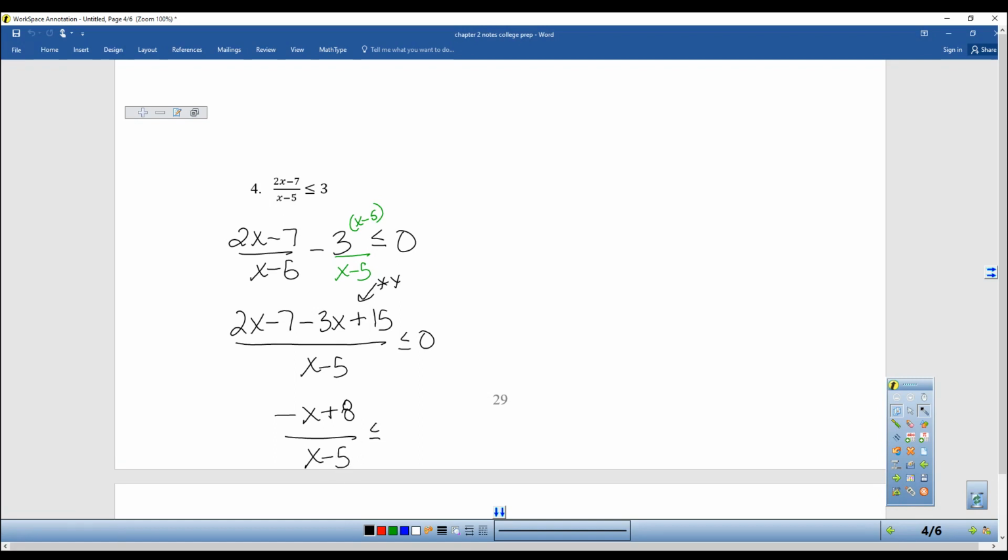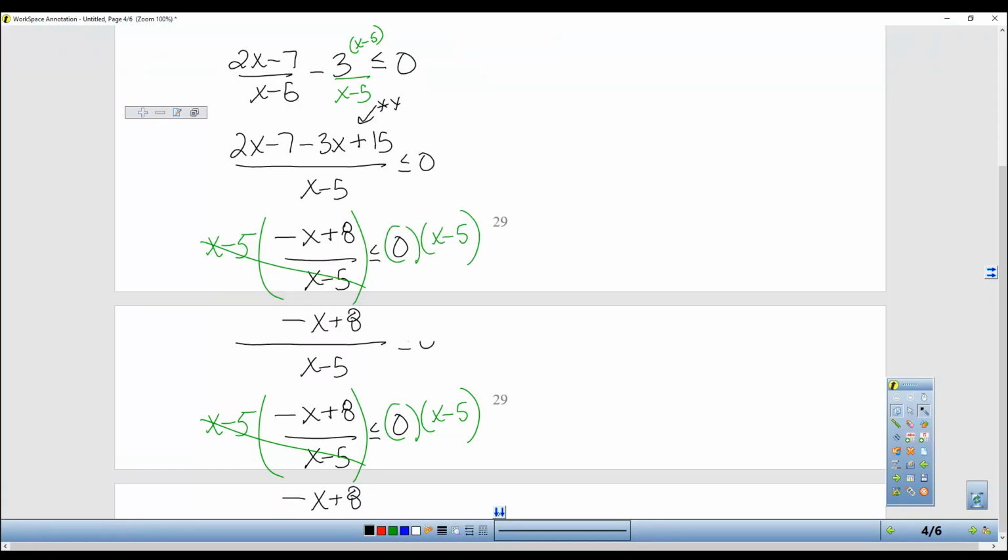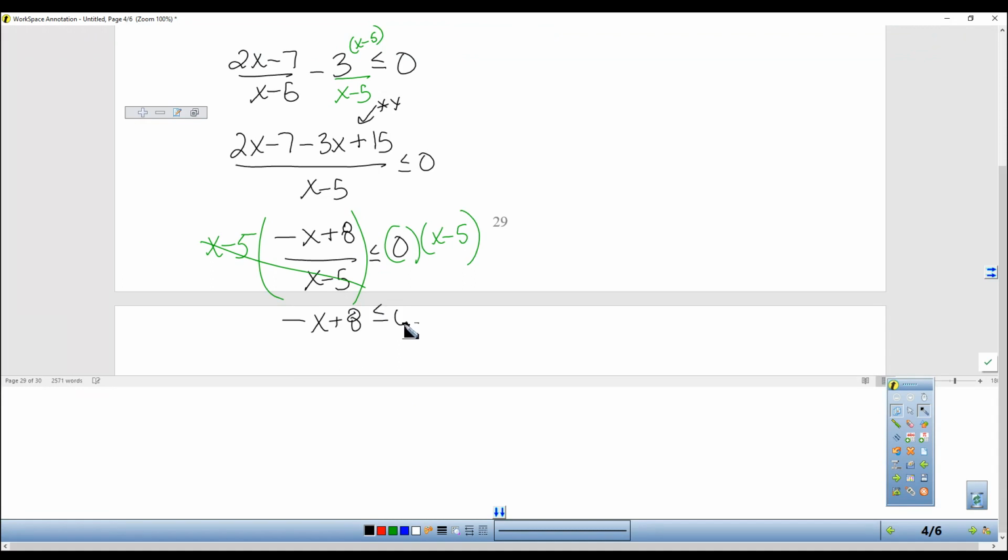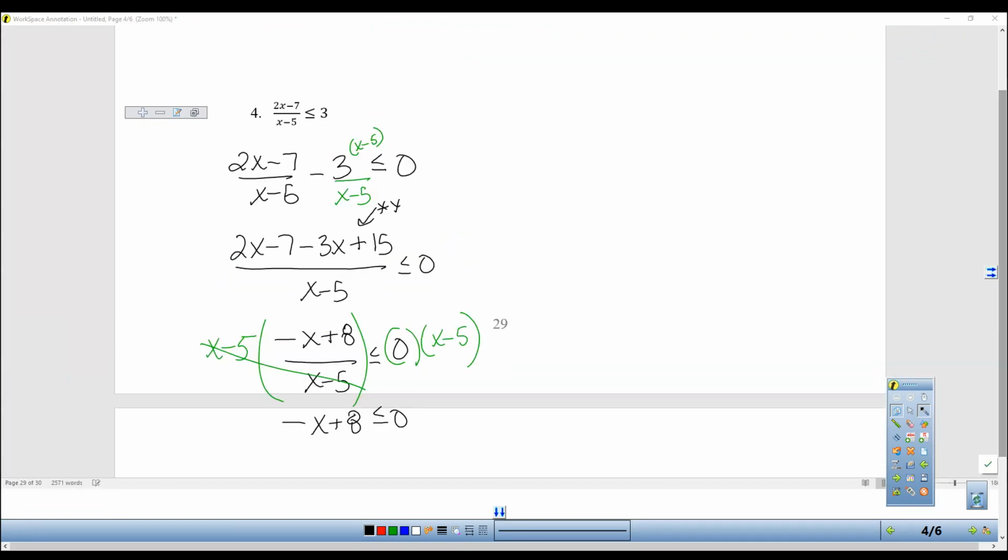Now, normally you would clear the fractions. You can still clear the fractions. So multiply both sides by x minus 5, and you get negative x plus 8 is less than or equal to 0. So this is a very easy problem to solve. I actually usually just change it to equals 0. You don't need to keep the less than there. So I put the x on the other side, and I get x is equal to 8.